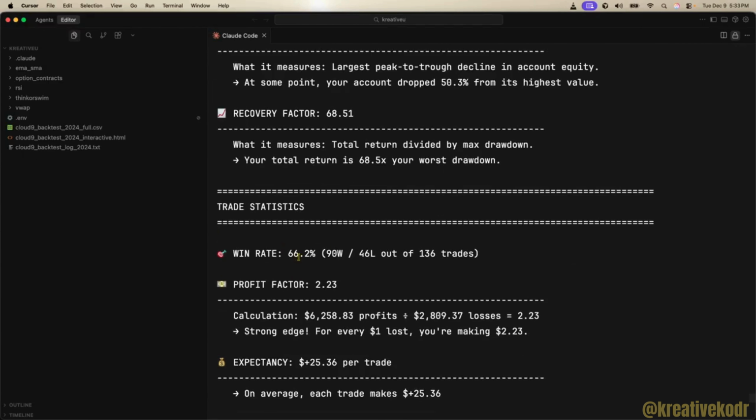So our win rate is 66%. So 2 out of every 3 trades we are winning. Our profit factor is 2.23. What this means is that for every $1 that we lost, we are making $2.23 back.